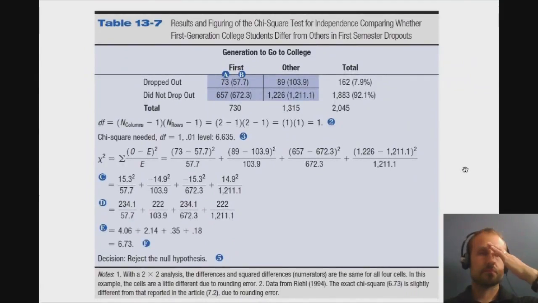Well, I get these numbers, and again they're in the form observed and expected. Expected comes from assuming the null hypothesis, assuming that there is independence, that they do not affect each other. The degrees of freedom again is 1, and my chi-squared statistic, observed minus expected squared over expected, add them up, and I get a 6.73.